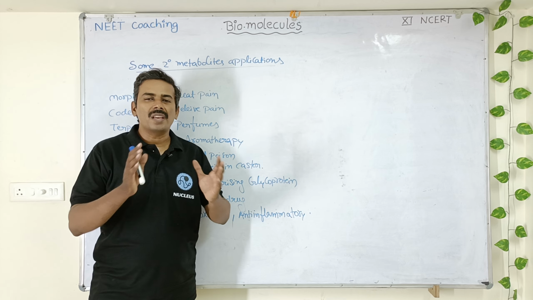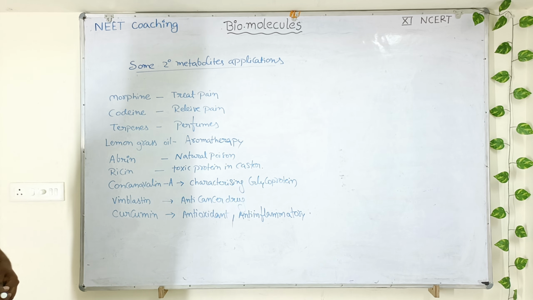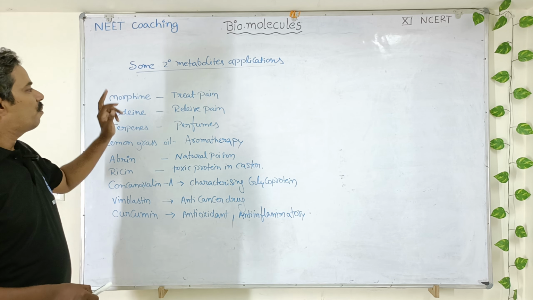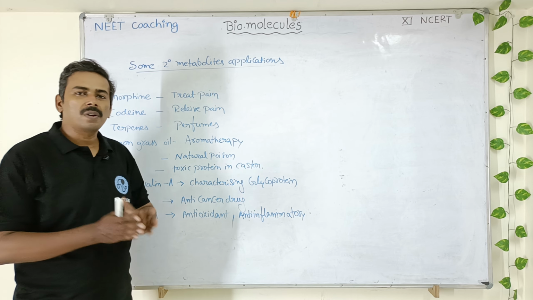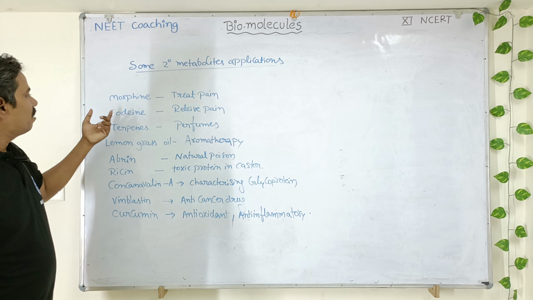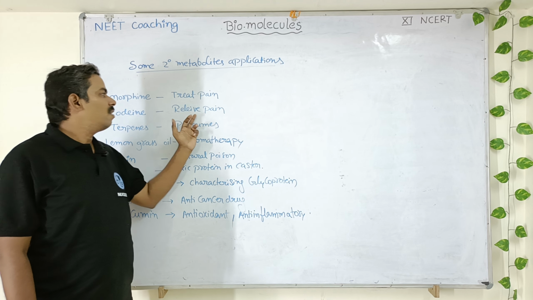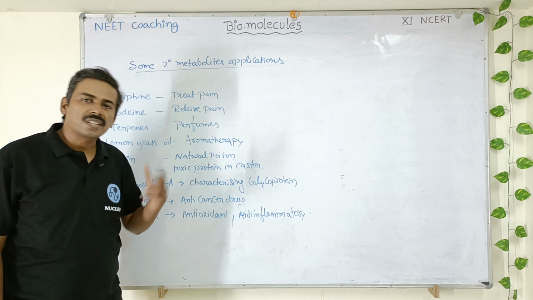Students, now let us see some of the applications of secondary metabolites. Morphine. Morphine is obtained from the poppy plant. Morphine is used to treat pain mainly in the patients who are undergoing surgery. Okay. Codeine. Codeine is also obtained from the poppy plant. It is a secondary metabolite. It is used to relieve pain. This compound is mainly used as an ingredient in cough syrup. Okay.